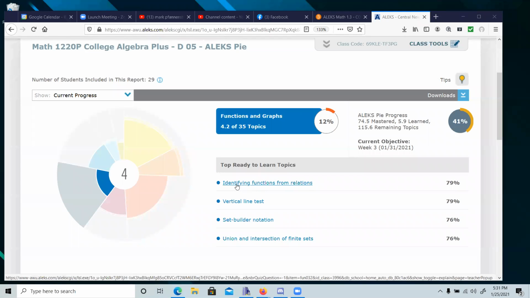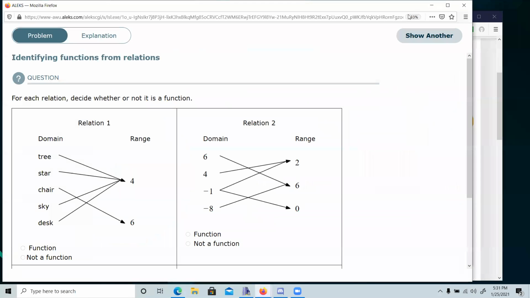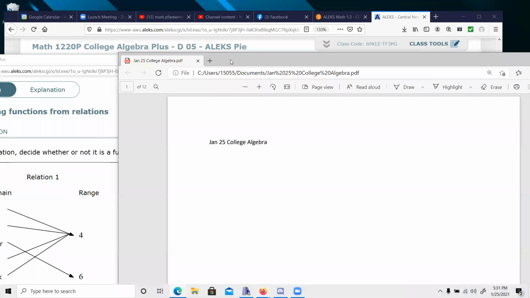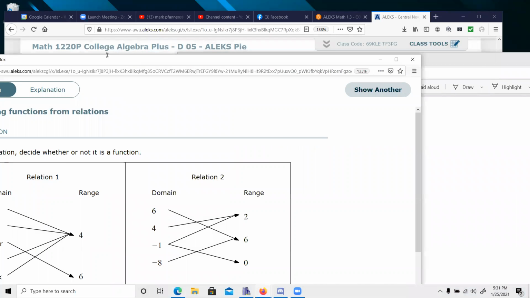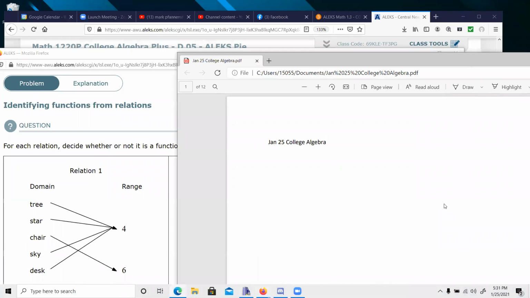Okay, so this first one is identifying a function from a relationship, and this is kind of what we talked about last week at the end, was whether or not something passes the vertical line test or not. So it's just, did it follow the rules? Okay, did we follow the rules for this?